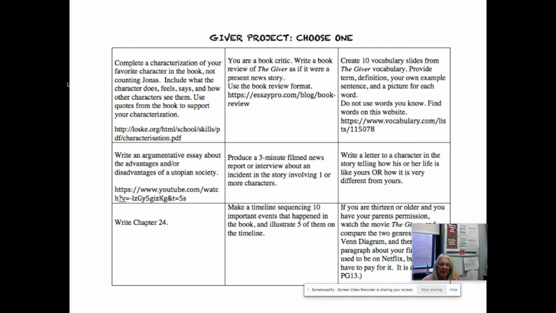The third choice, now you only have to choose one of these. See that up there? Choose one, okay? So if you're choosing one, I want you to do a really good job on it.